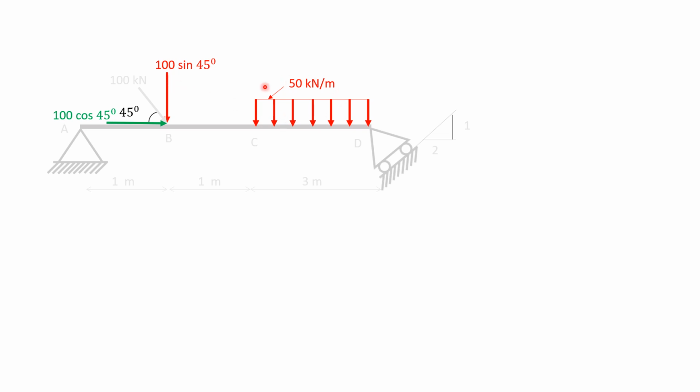Now, simplifying this 50 kN per meter load into simple single point load, say it as rectangle of width 3 meter and height 50. So area will be 3 into 50. So single point load will be 3 into 50 equal to 150 kilonewton point load acting at 1.5 meters from this starting point, point C.